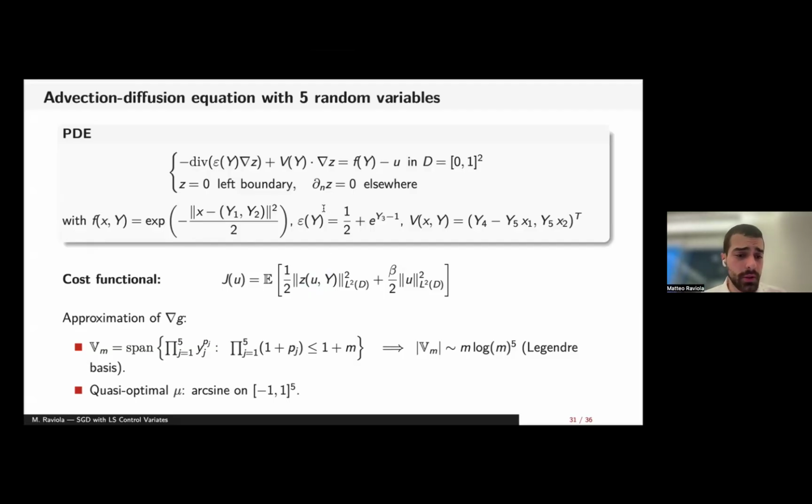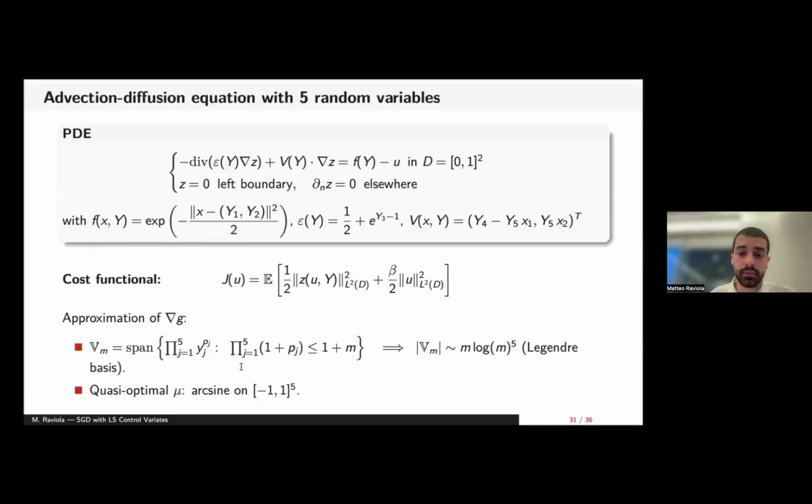So the approximation space that we choose here is we take a polynomial space with hyperbolic cross design. So essentially we can take an M which is large enough even in 5 dimensions, right? And the sampling measure is the quasi-optimal mu on [-1, 1] to the power 5, right?